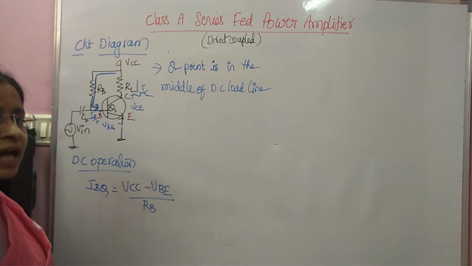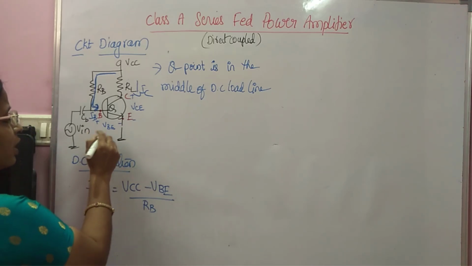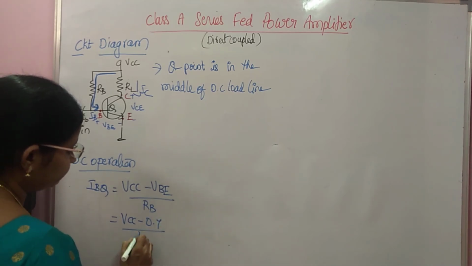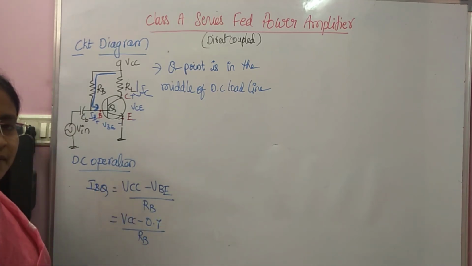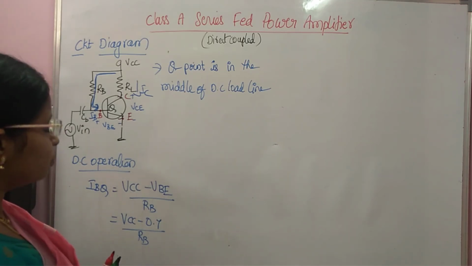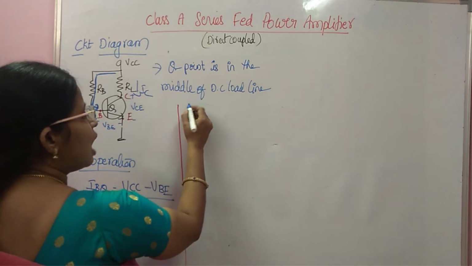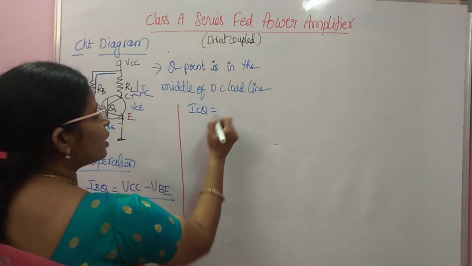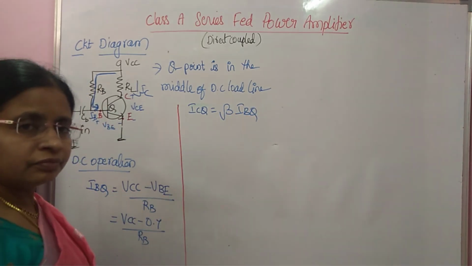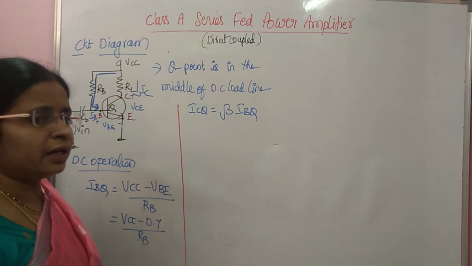Means the Q point is in the active region. So, you can take this VBE as 0.7 volts. This 0.7 is nothing but VBE active of your transistor. Then, after getting IBQ, how to find ICQ? ICQ is nothing but beta into IBQ. We all know very well about this formula.